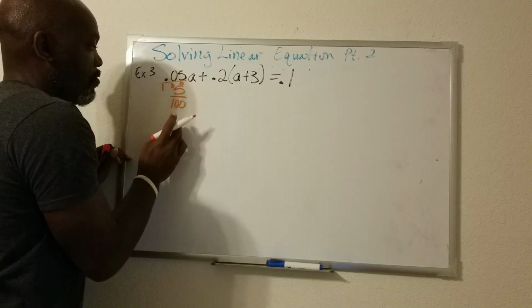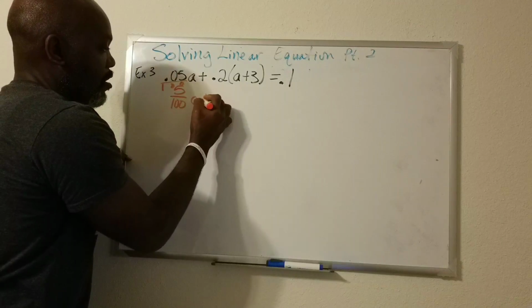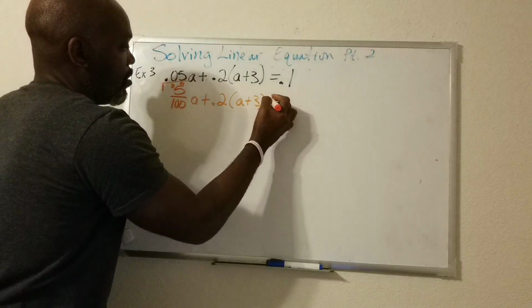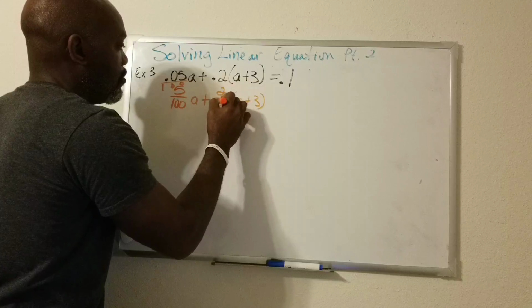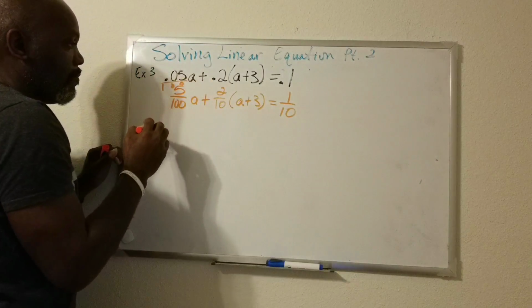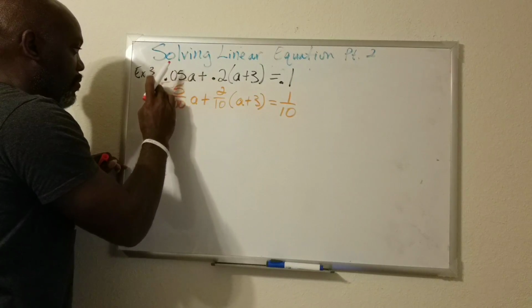That's how I know that it's 5 over 100, or 5 hundredths, because it's 5 cents. And then 0.2a plus 3, sorry, I got to rewrite this as 2 over 10, and this is 1/10. All right. Now, let me erase this up here.